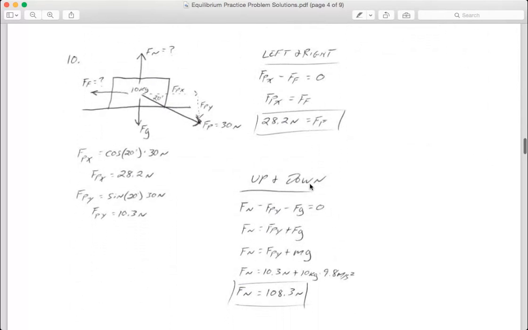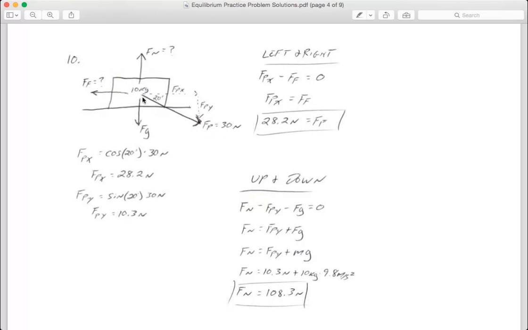Now we're going to solve number 10. Number 10, there's a normal force acting on this. There's a force of gravity acting on this. There's a force of friction acting on this. And this is an object that you are pushing down and to the right with a force of 30 newtons.